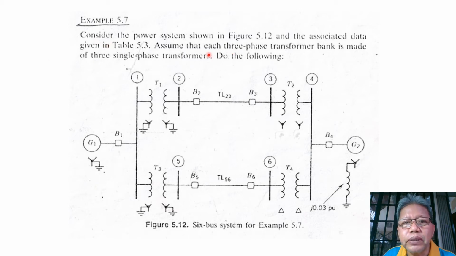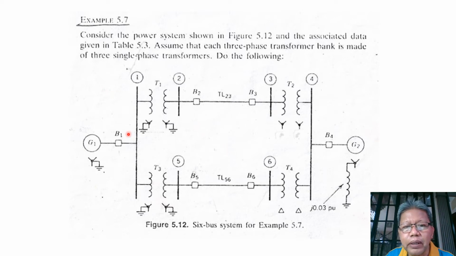In the previous lecture, we considered the positive, negative, and zero sequence representations of our generators, transformers, and transmission lines. Now, this time we will consider an example.